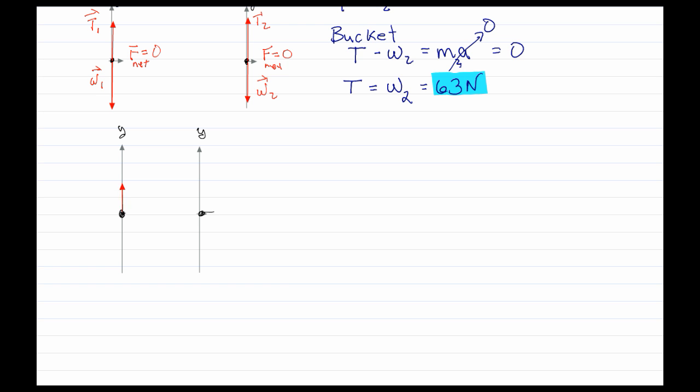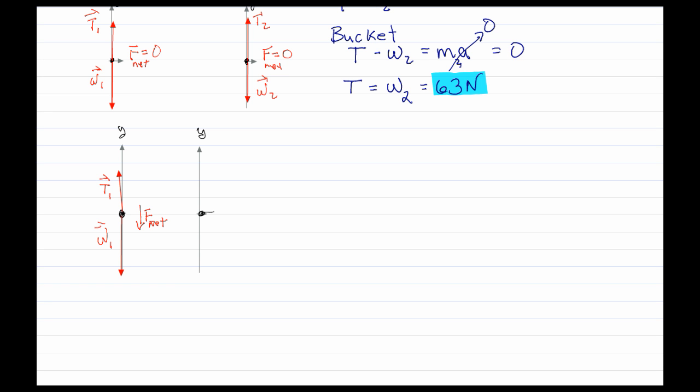On M1, we have a tension force upwards. And we have a weight which is downwards. And the weight is going to be larger in magnitude than the tension force because the net force has to be downwards, because bucket number 1 is going to fall.